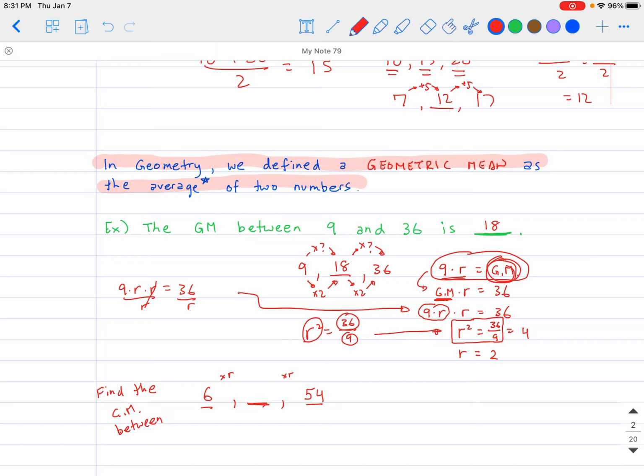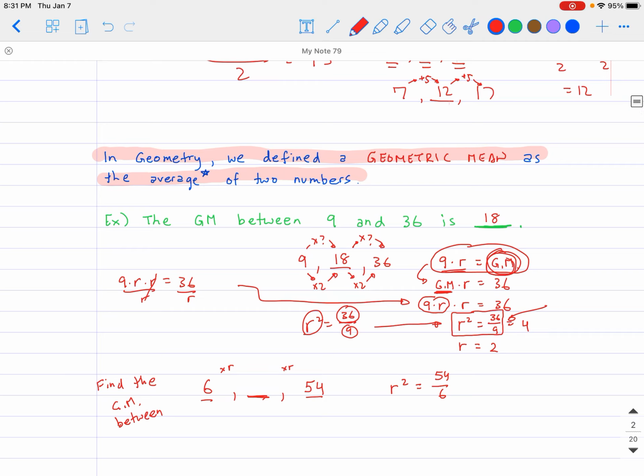According to this quasi formula that I came up with, we can say that r squared is equal to 54 divided by 6. Because if you notice earlier, r squared is equal to 36 divided by 9, where 36 is the last number and 9 is the first number. So in this case, r squared is equal to 54 divided by 6, which is equal to 9. Then r is equal to 3.